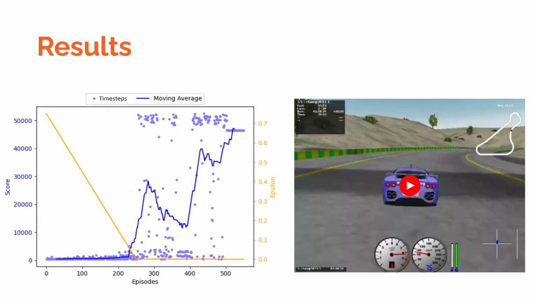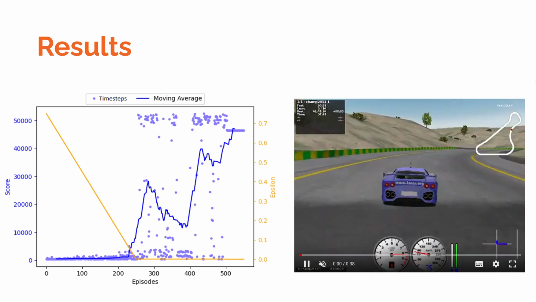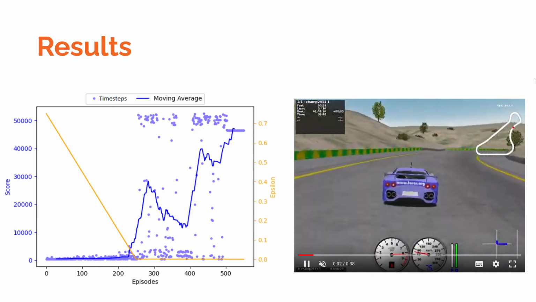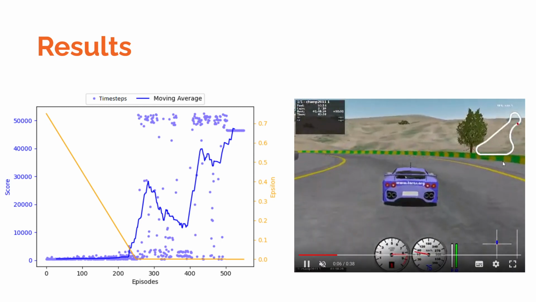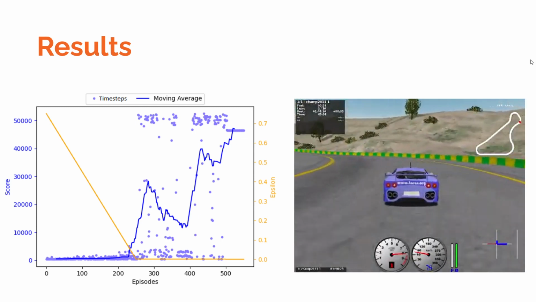When we do this, here on the right, that's how it looks. We have a car that can finish the race without any problems. It goes about 75 kilometers per hour.